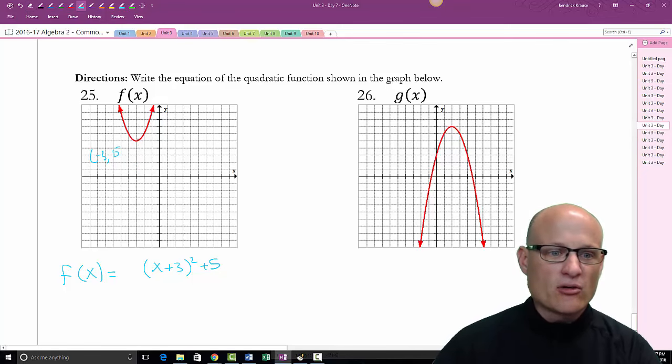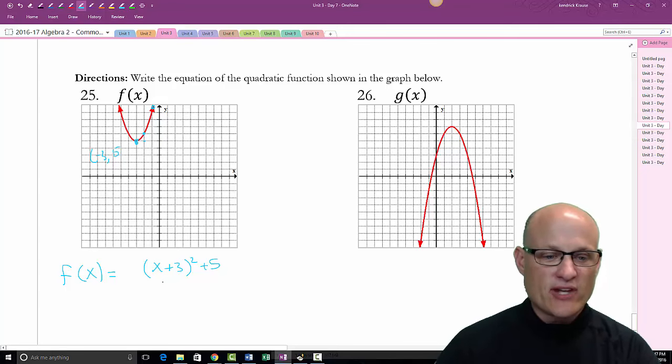Now, I also want to check to see if there's a dilation. So I check. I go, okay, we move to the right 1 and up 1 to get to the next point. And the next one should be right 2 and up 4. That means it doesn't have a dilation. It just is what it is. That's it right there. Done.